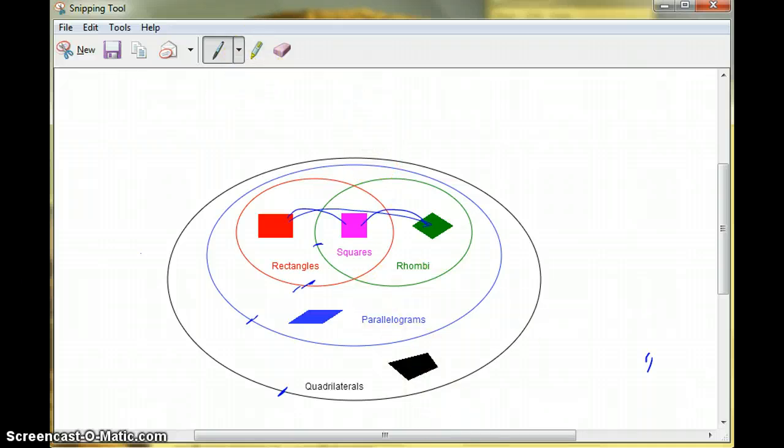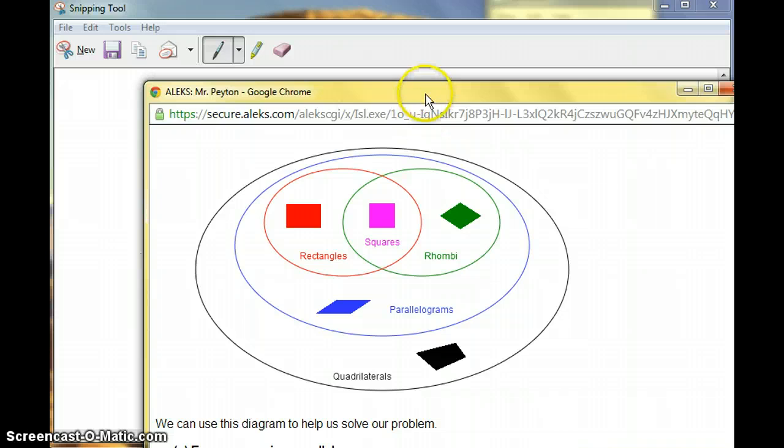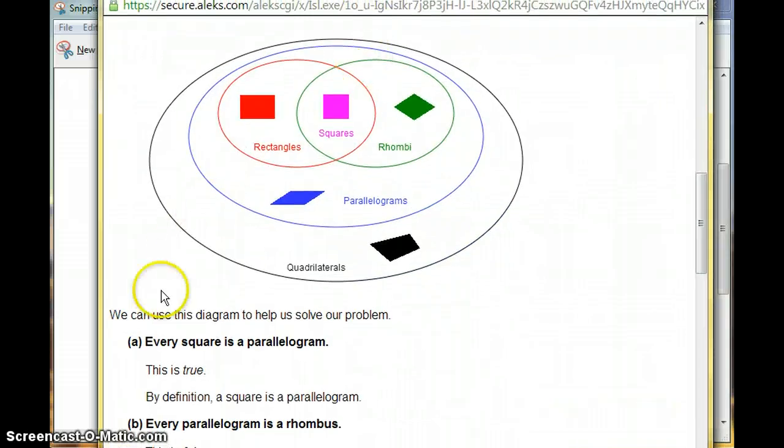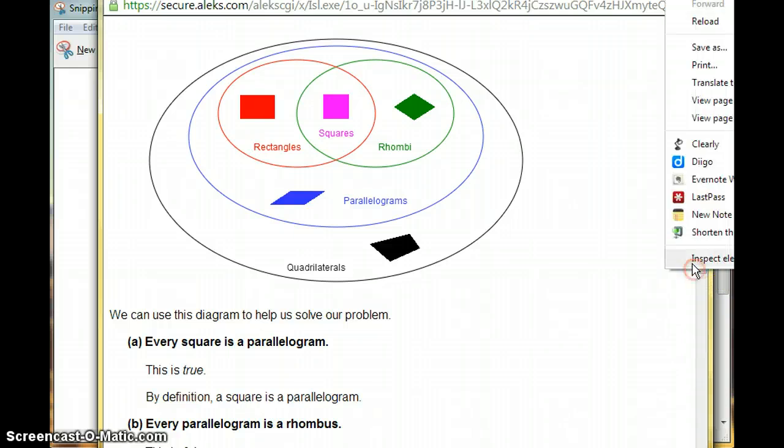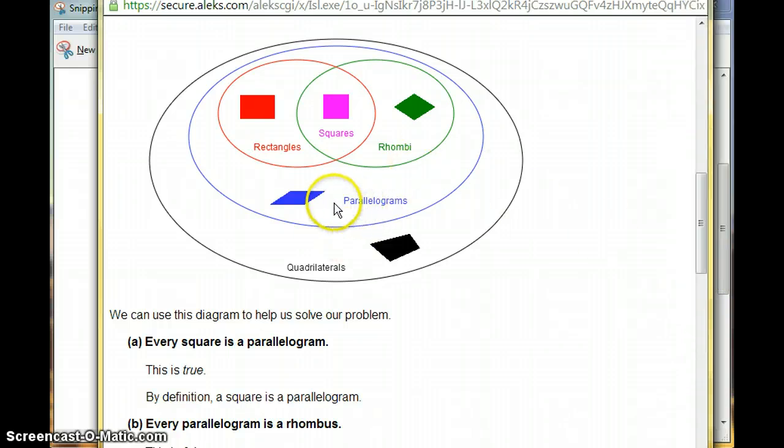So if we pull up a question, and this is the question, and I'll bring it up. It says every square is a parallelogram. Is this true? Yes, because the square falls inside the parallelogram circle. The next question asks, every parallelogram is a rhombus. Well, no, not every parallelogram is a rhombus. It can be a rhombus, but it also can be a square and a rectangle.